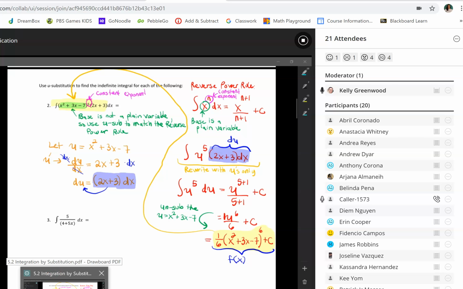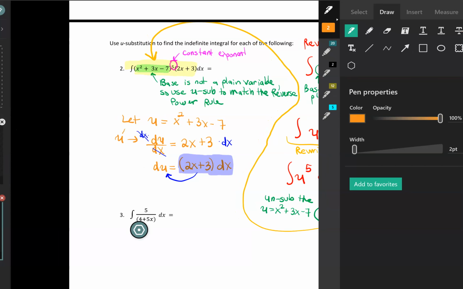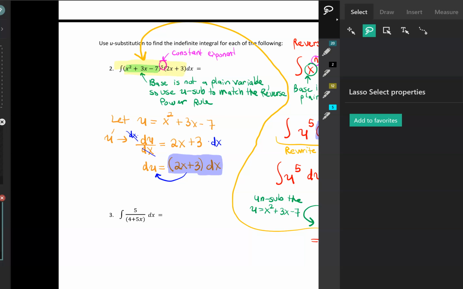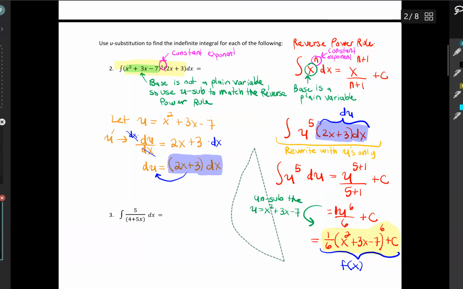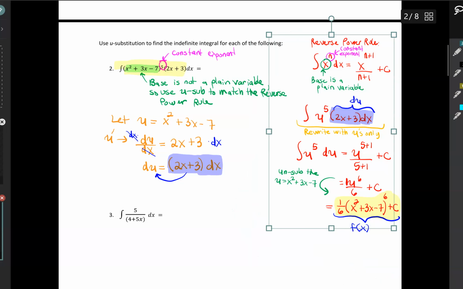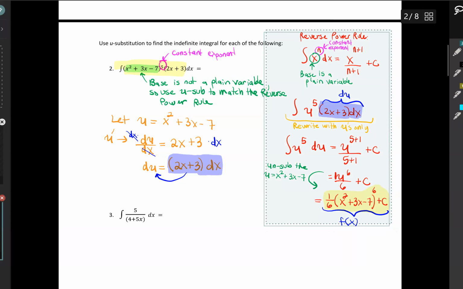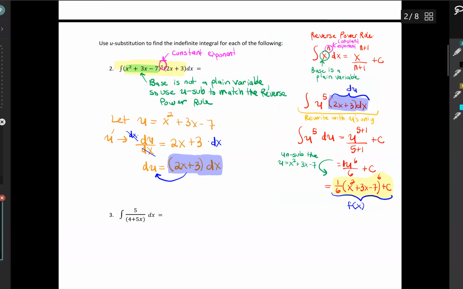Okay, let me shrink this down here. I did not give us enough room to write, or maybe I'm just writing gigantic today. I don't know. Let me shrink this down. Okay, let's try another one. Here we go.